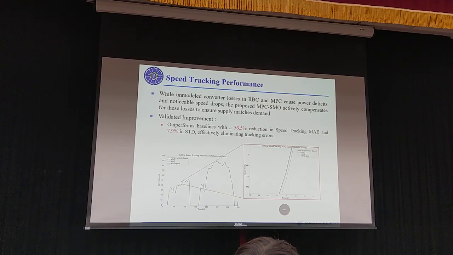The red and blue curves represent the standard methods. They both suffer from speed drop because the actual power is less than required. However, look at the green curve. This is our proposed MPC with SMO. It tracks the reference speed almost perfectly thanks to active compensation.